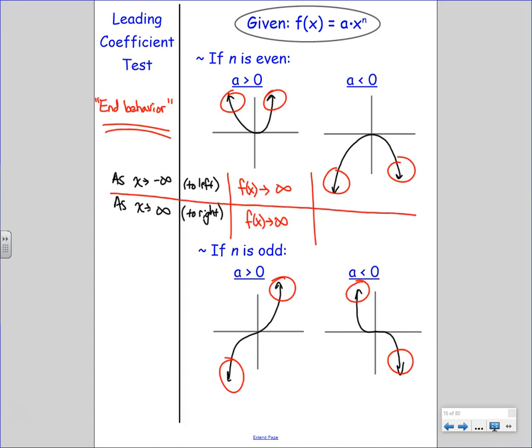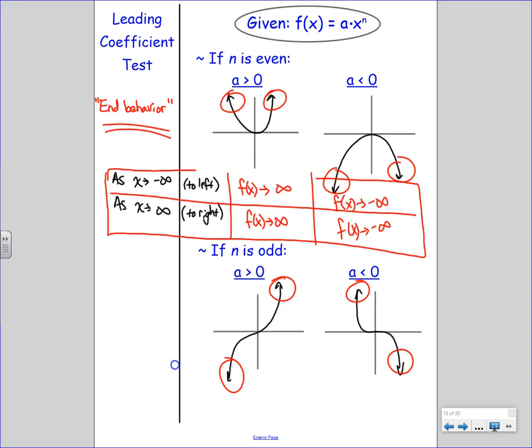Now, pause. What's going on if the leading coefficient of an even is negative? As I go left, f of x is approaching negative infinity. And as I go right, f of x is approaching negative infinity. So here's a mathematical way of showing that the end behavior, what's going on at the ends of these different functions, they are in agreement. Even functions, the end behaviors are always in agreement. That's a mathematical way of stating it.